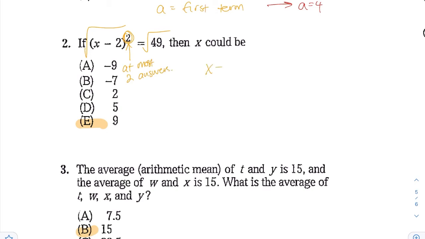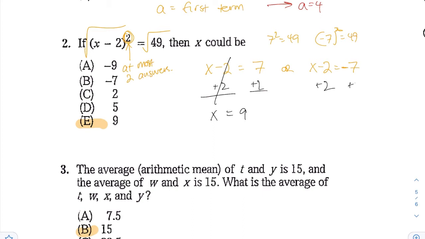So here, x minus 2, what's underneath the square root, could actually be equal to positive 7, or x minus 2 could be equal to negative 7. Because 7 squared is 49, but so is negative 7 squared. You have to solve both of these equations. For the first one, if you add 2 to both sides, we get that x is equal to 9. And then for the second part, if you add 2 to both sides, you will get that x is equal to negative 5. So x would be equal to 9 or negative 5.